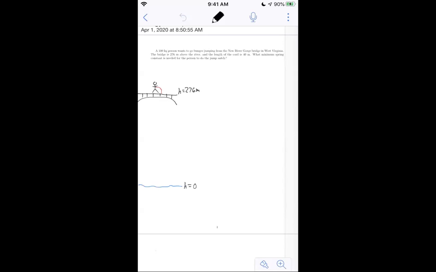Right. Whenever we have an energy problem, we have to pick two well-defined points in space where we look at the energy at one and compare it to the energy at the other. So what would those two points be if you're just barely making it safe? I'll give you a second to think. What would be the starting point and what would be the ending point if you're just going to barely be safe enough to do this bungee jump?